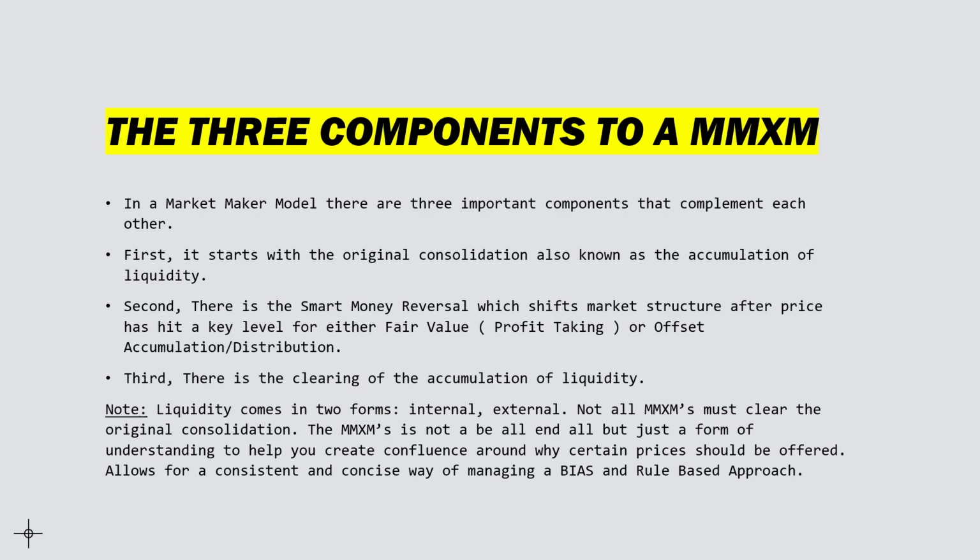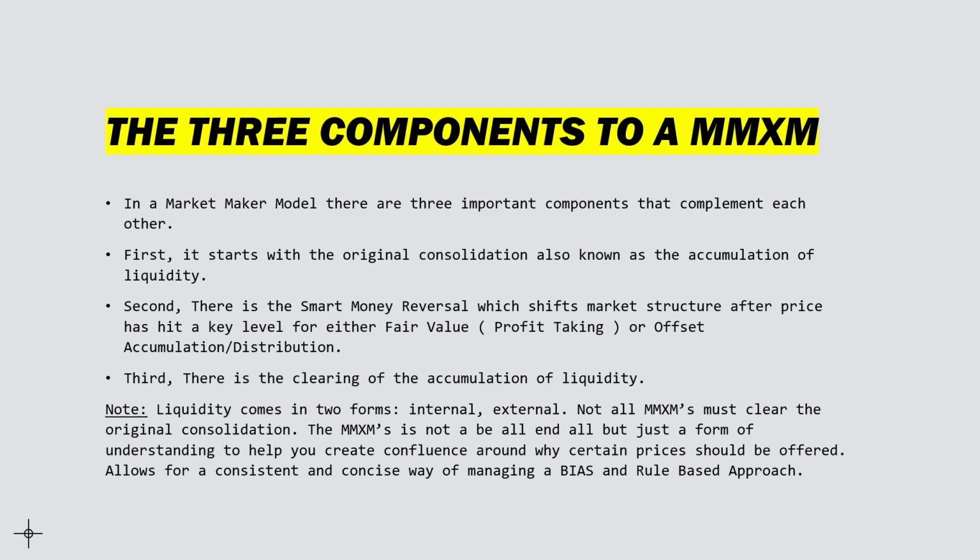Liquidity comes in two forms. Internal, that's inside the range. Okay. We've already gone over this in the purge and revert, and we already talked about the prerequisites of understanding internal and external liquidity. So internal liquidity is inside the range. External liquidity is externally outside the range. Okay. Now all market maker models must clear the original consolidation.